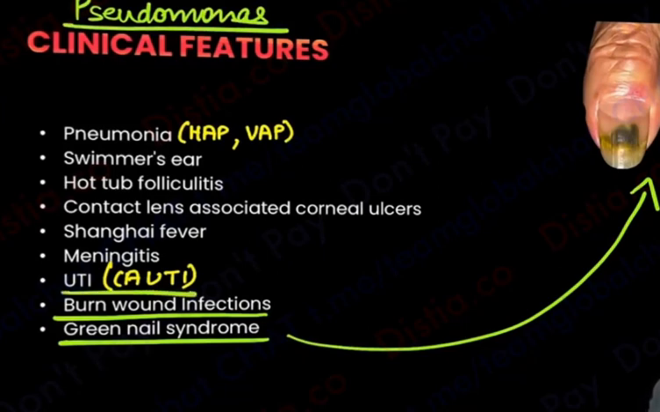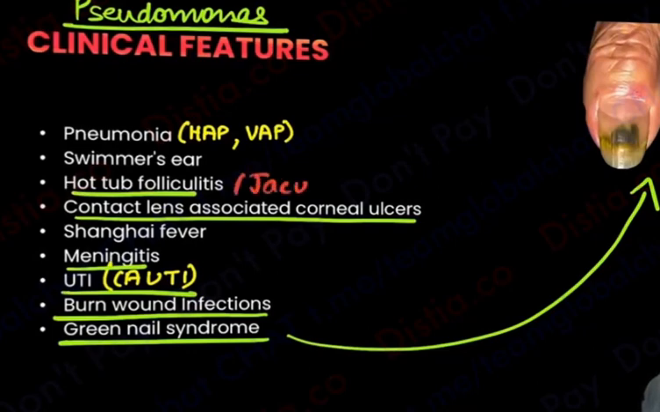UTI, especially catheter-associated UTI, the color of the urine might become blue. Meningitis, the color of the CSF might become blue. Then you have contact lens-associated corneal ulcers. Yes, that can also be blue. There can be hot tub folliculitis, which is also related to jacuzzi. So there will be a history of jacuzzi or hot tub.